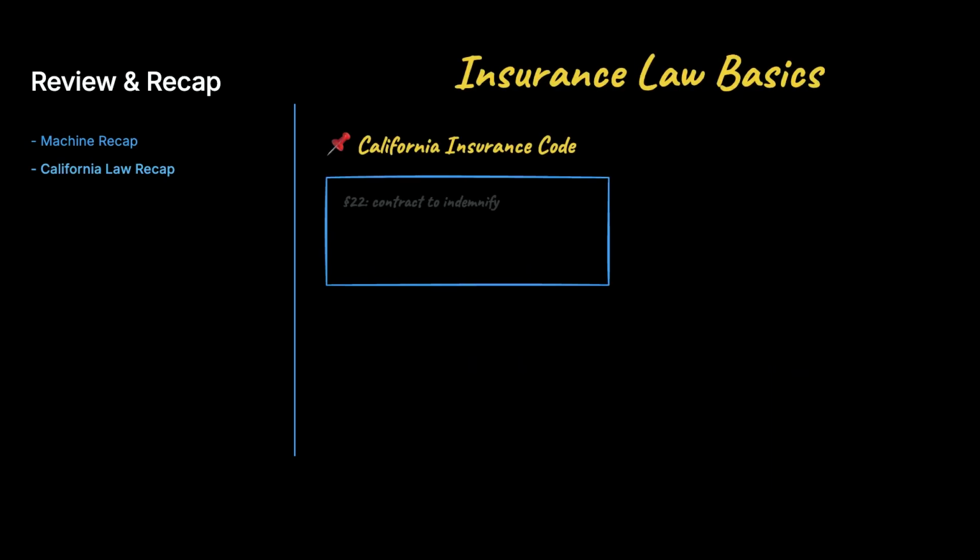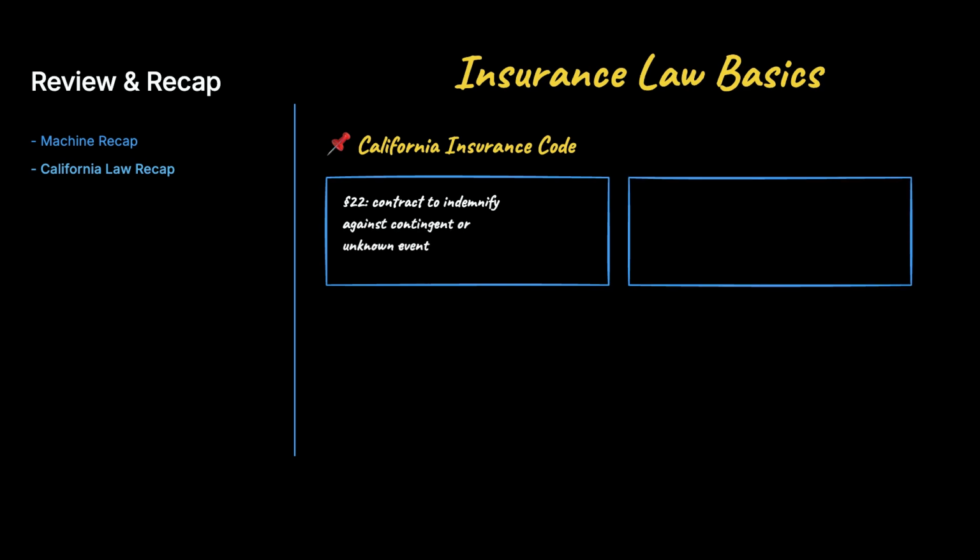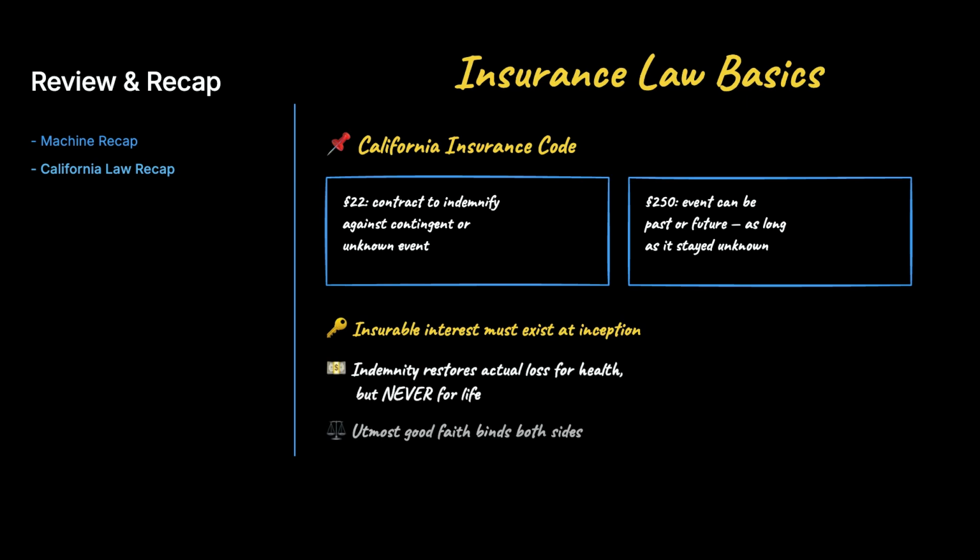From there, California law takes over. Section 22 defines insurance as a contract to indemnify against a contingent or unknown event, and Section 250 lets that event be past or future so long as it stayed unknown. Insurable interest must exist at inception. Indemnity restores actual loss for health but never for life. Utmost good faith binds both sides.